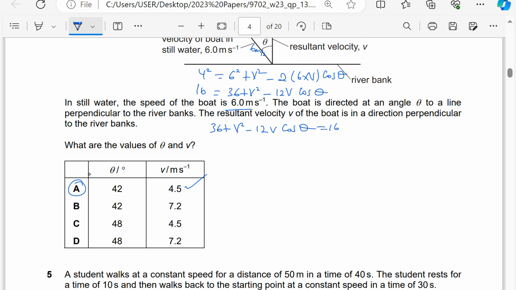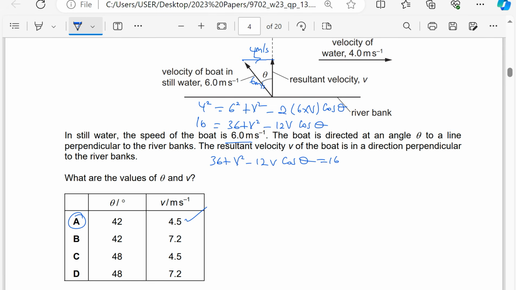I can even check, if you can't do that, you can draw this to scale. Let's say 1 centimeter represents 1 meter per second. So I'll draw a horizontal line of 4 centimeters. I'm using my ruler. You can also use your ruler. So I'm drawing a horizontal line of 4 centimeters on my ruler.